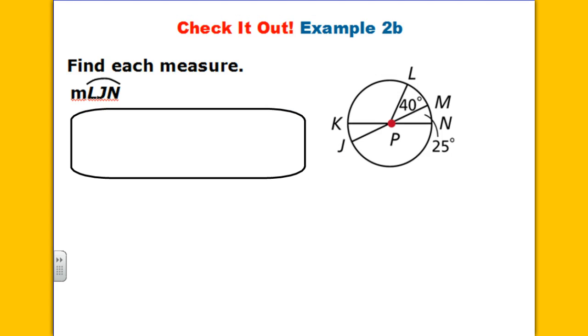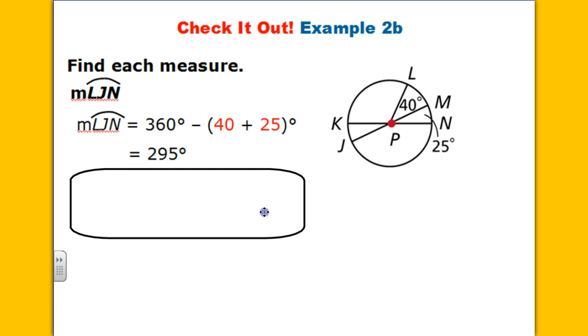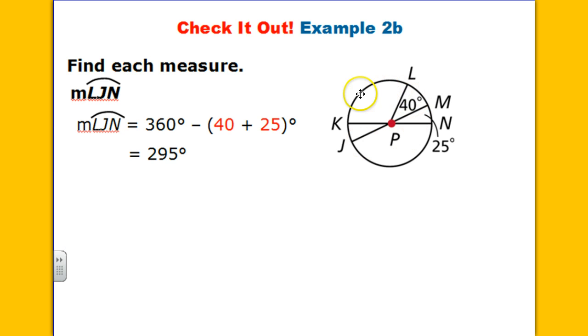Can you find the measure of arc LJN? LJN. Pause, come back, and see if you're right. Well, we know that LJN is everything except for these two angles, or arc LN, right? And we see that LN is a combination of 40 plus 25, arc addition. That's 65 degrees. So we simply subtract 65 degrees from 360, and we know that this large major arc, LJN, is 295 degrees. And that's it for the first day.